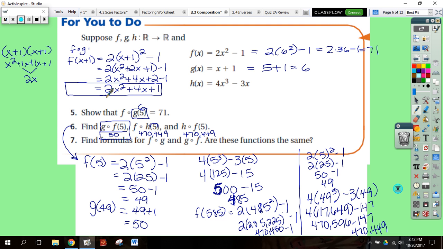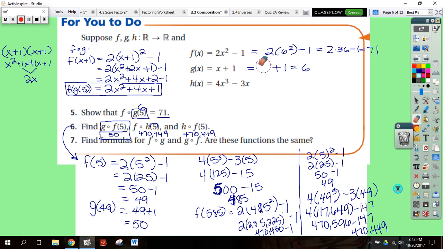So instead of doing that whole thing where you have to substitute into the g function and then substitute that into the f function, if you wanted to know what f of g of 5 was, like we did down here, all you would have to do is take 5 and plug it into this formula right here, and what you would get out would be the same answer as here.